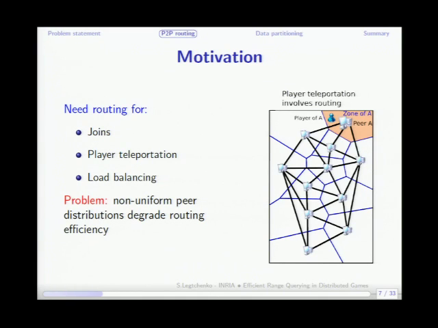Namely, efficient routing is needed when a peer joins the overlay, since it has to be routed to its coordinate. We also have load balancing, because some areas of the game space may be overloaded and an underloaded peer may be asked to join the overlay at that particular point, which will incur routing.